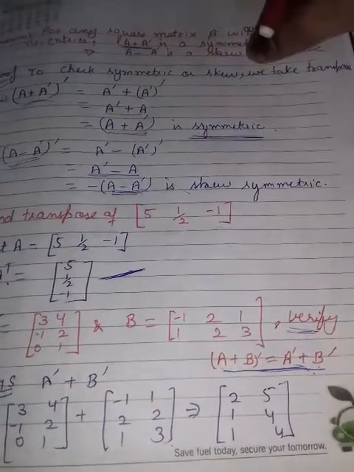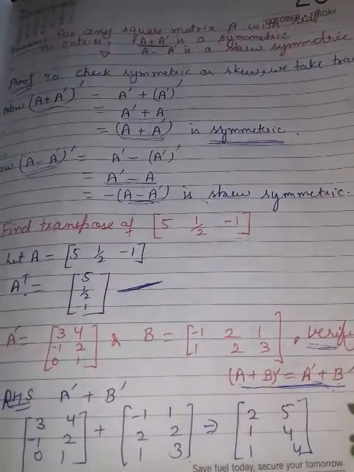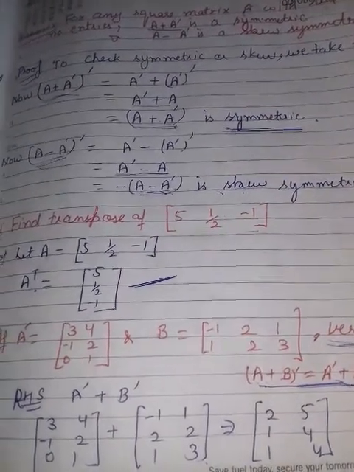Clear? Next, now we are taking its left hand side. In the left hand side, A plus B whole transpose is there. For A, what will you do?